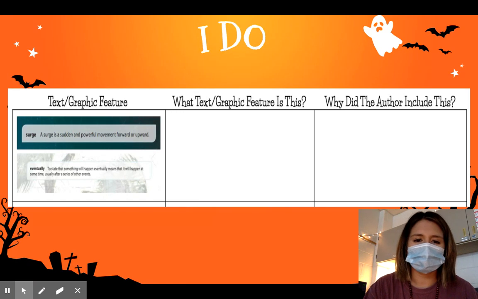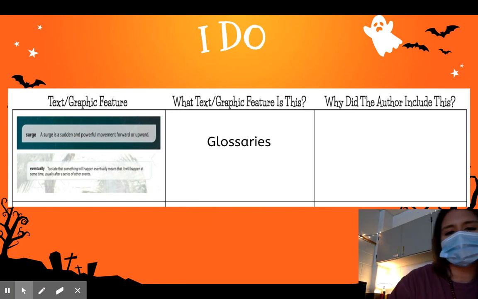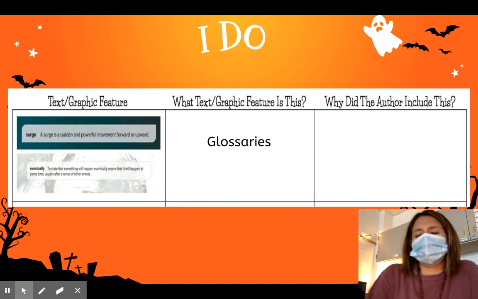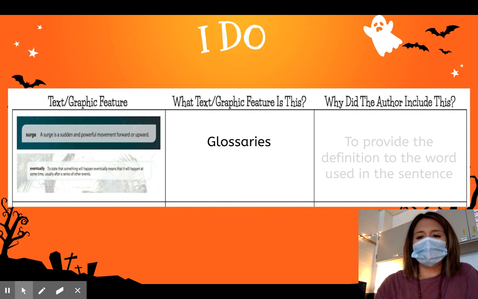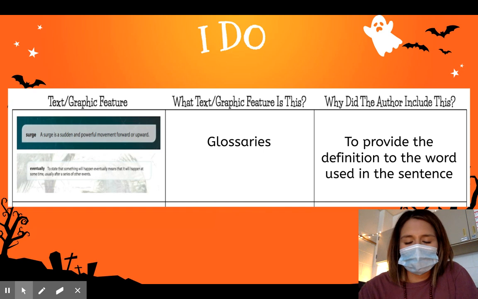So I think it would be glossaries. So we're going to write glossaries. Well, why did the author include this? Okay, well, the author included this to provide the definition for the word used in the sentence in my book. So I'll go ahead and pause the video if you get those answers down.